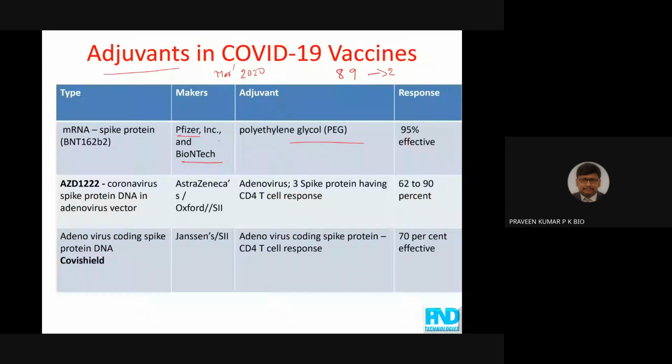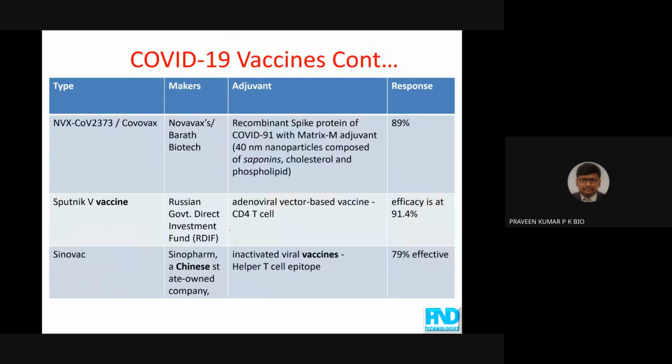So we are discussing what adjuvants are used in these types of vaccines. AstraZeneca and Oxford came up with a vaccine for which they used adenovirus as the adjuvant. The vector itself can be used as an adjuvant. In Covishield, again we are using the adenovirus, from the Serum Institute of India product. And for Covovax, we use Matrix-M adjuvant.